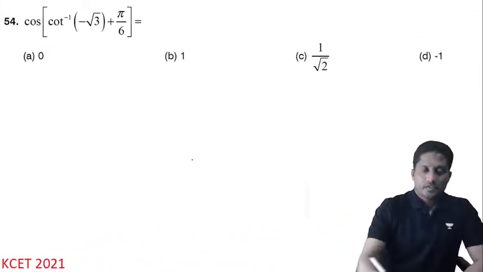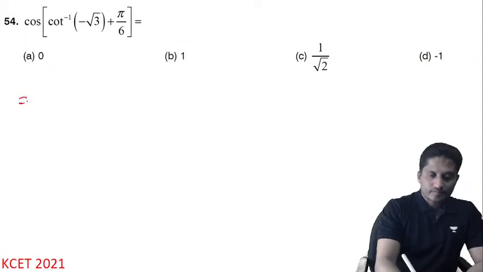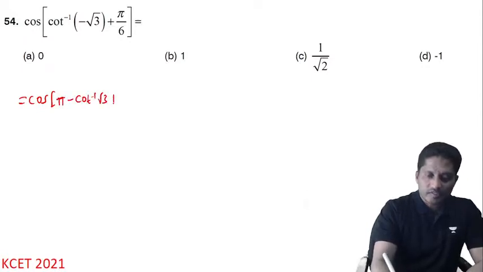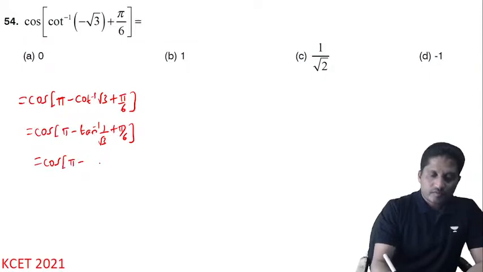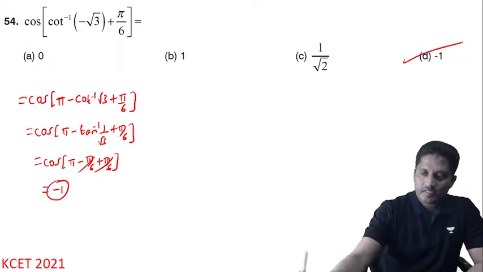Right, let's move to the next question. See, this is equal to cos of cot inverse of minus x, which is equal to pi minus cot inverse of x, so pi minus cot inverse of root 3, which is pi by 6. Cot inverse of root 3 will be tan inverse of 1 by root 3, and pi by 6 plus pi by 6. So this is equal to cos of, tan inverse of 1 by root 3 is pi by 6, pi by 6 plus pi by 6. This will cancel. Cos pi is minus 1. Okay, answer is option D.